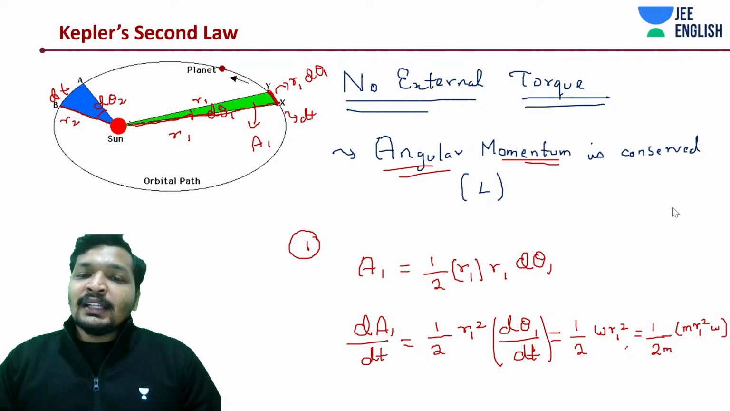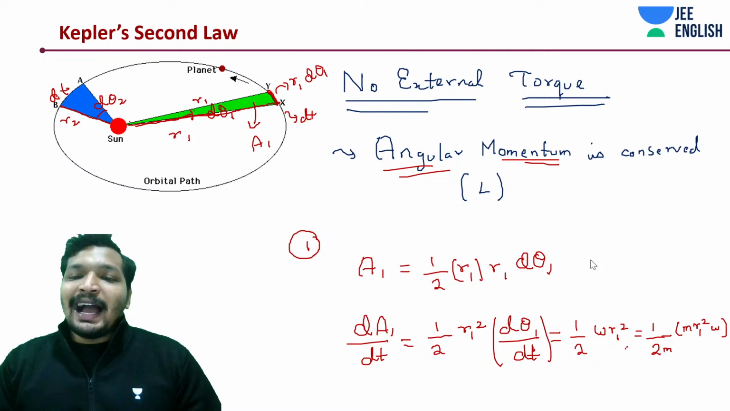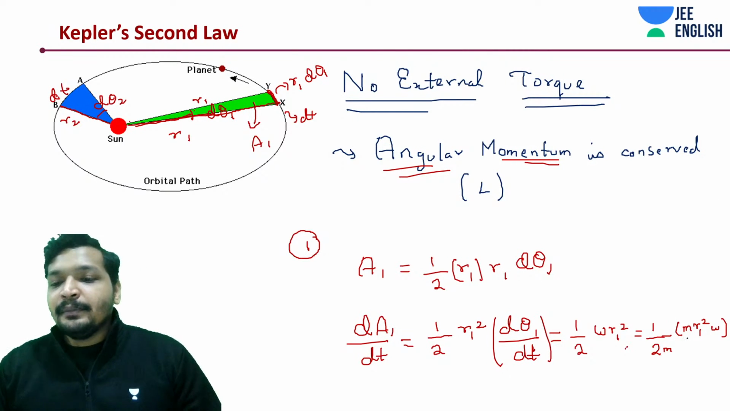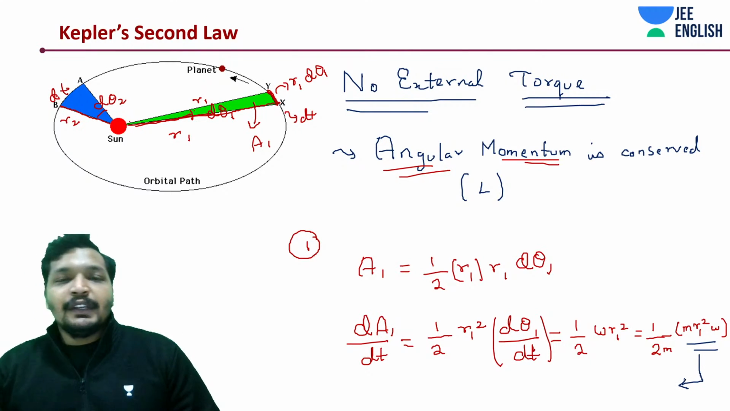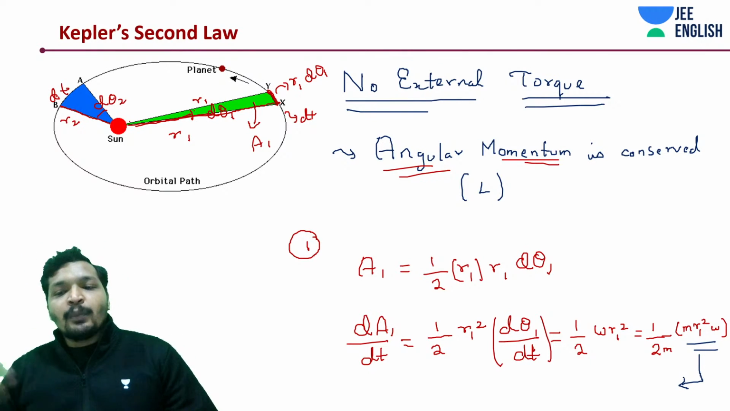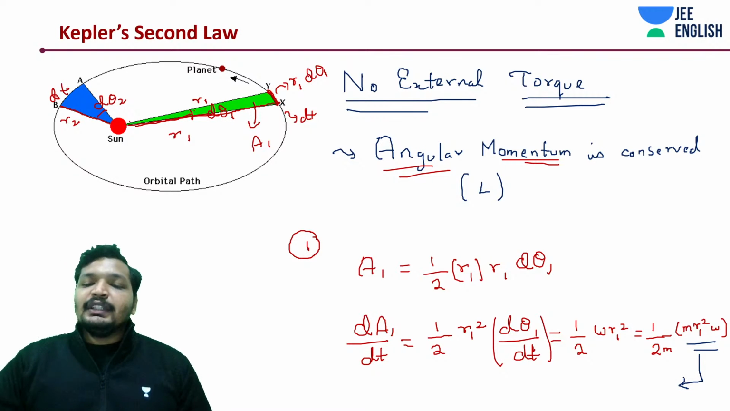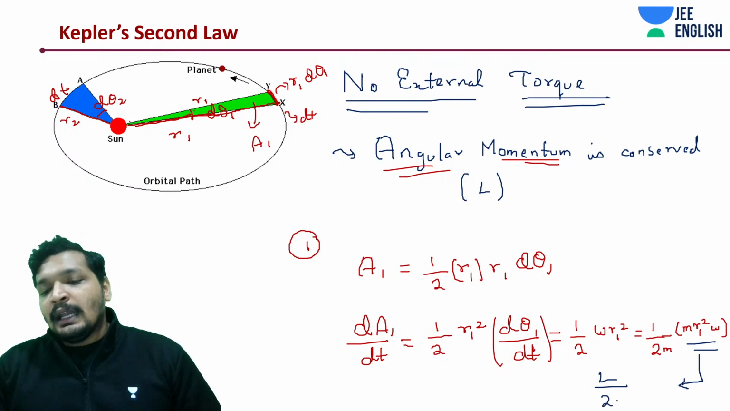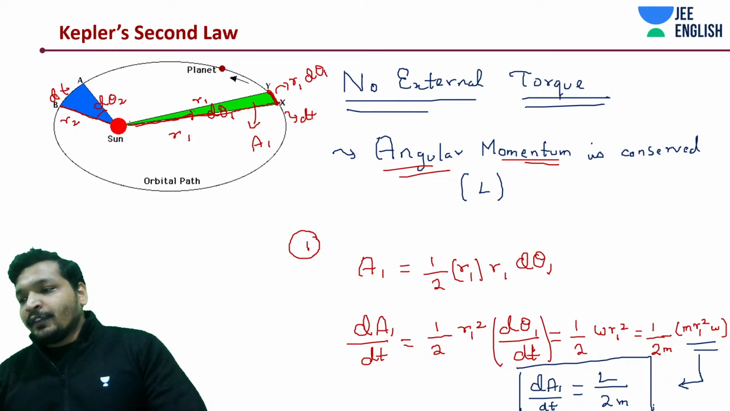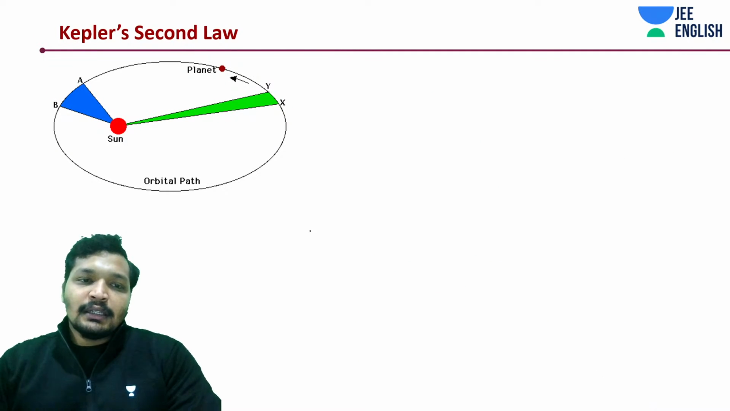So what is this, students? This is your angular momentum, mvr. R1 omega is nothing but v, so mvr. So this is basically L by 2m equal to dA1 by dt. This is one thing that we know. Now if we do the same thing for the other one, you're going to get the same thing.